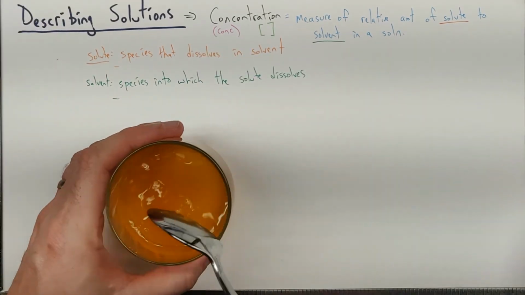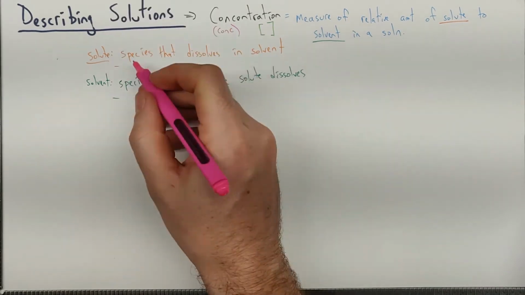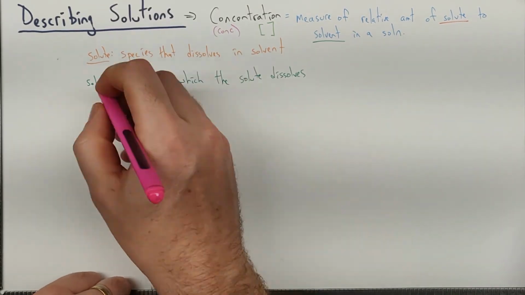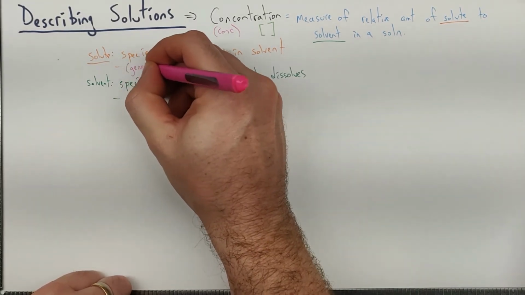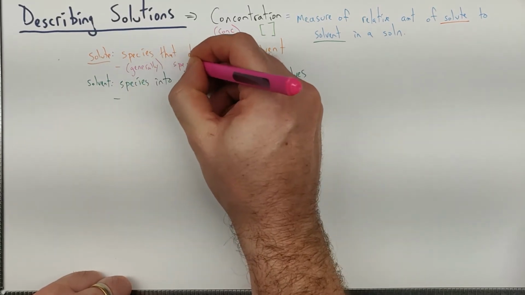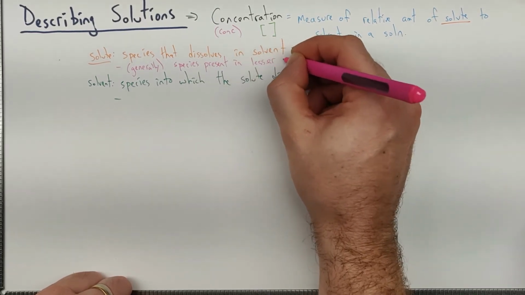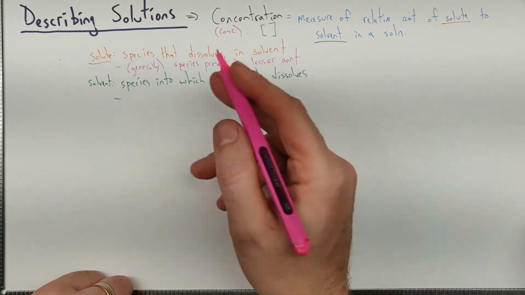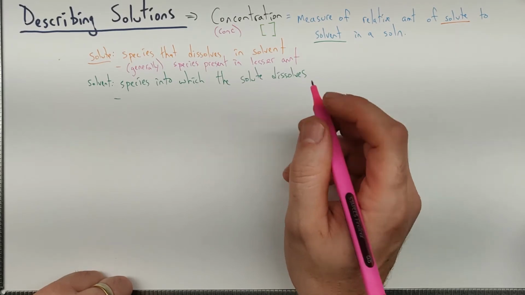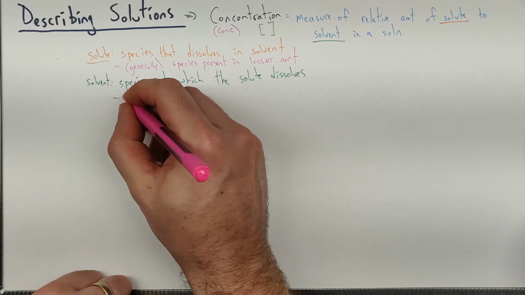Hold on, I need to dispose of the evidence. Delicious. So our secondary definition of solute, and this is kind of hand-wavy, is just to say that it is the species present in lesser amount. So I'm going to write that it is generally in lesser amount. All right, and that's not true in all cases, and I'll show you an example of that in a second, but it's good enough for our purposes if we have to give an answer. And so, correspondingly, the solvent would be the species present in greater amount.